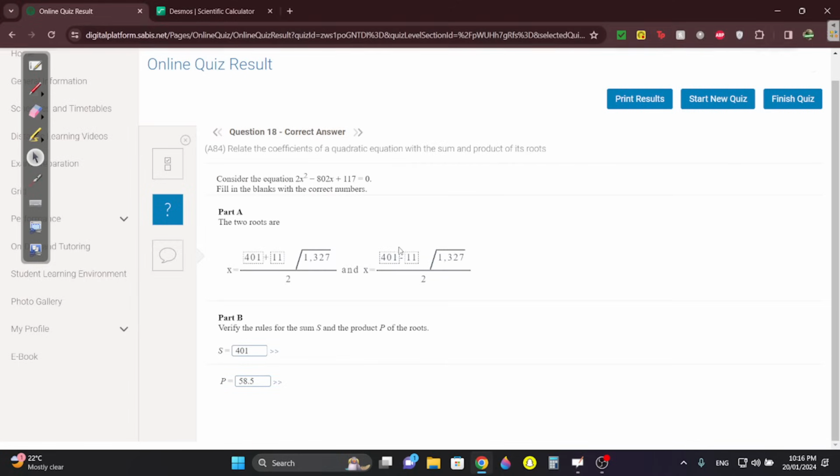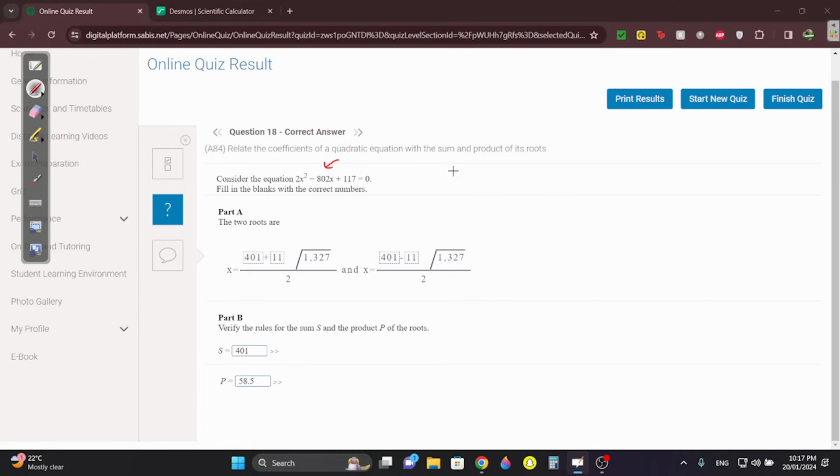Question 18. Okay, yeah, this is the one we just did, the one I used for the example. This is the quadratic equation 2x squared minus 802x plus 117. They want you to find the solutions, except they don't want it as a number. They want it in no find the discriminant.